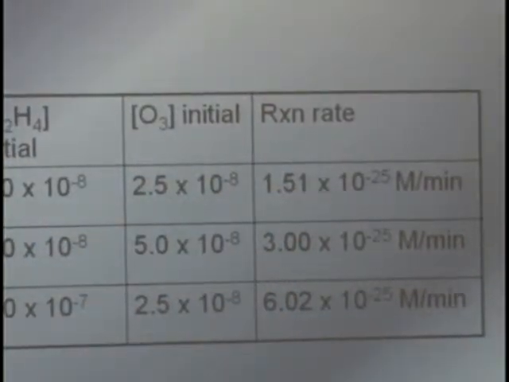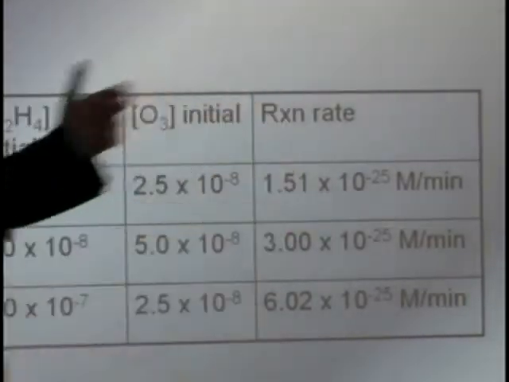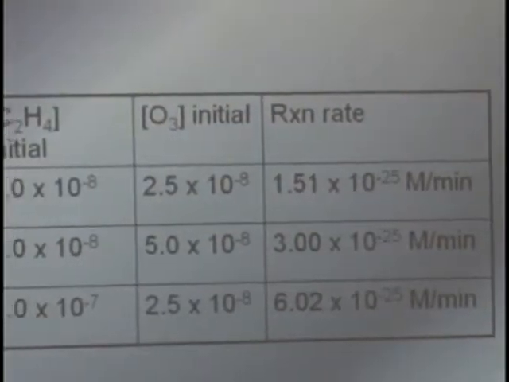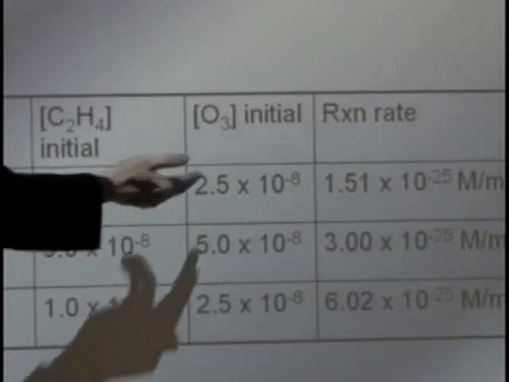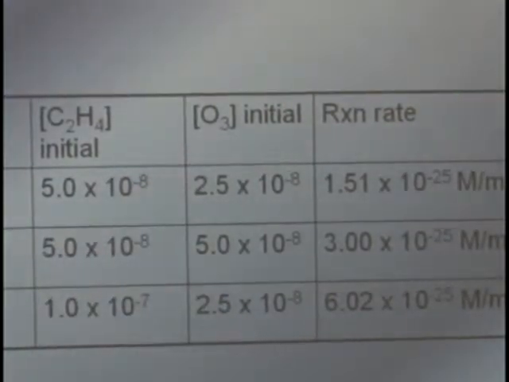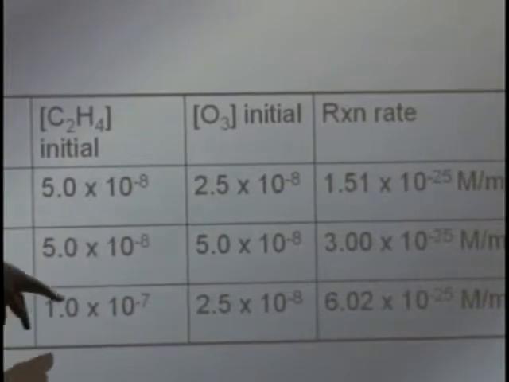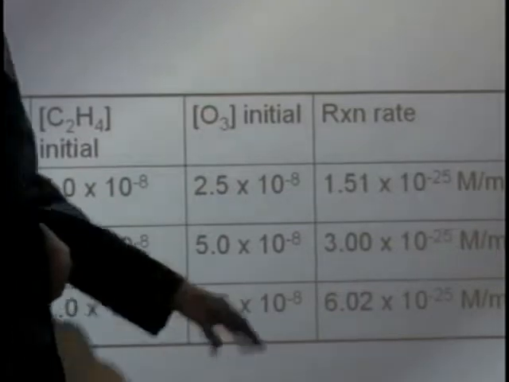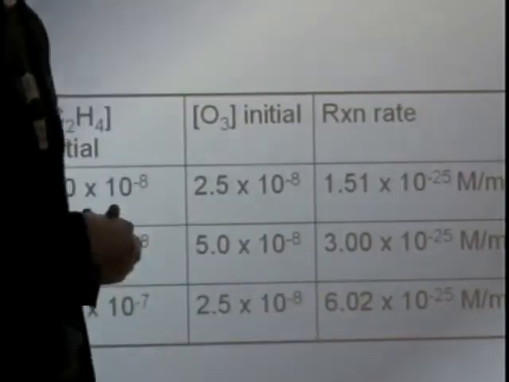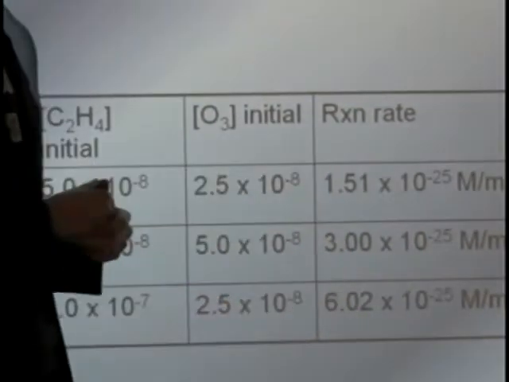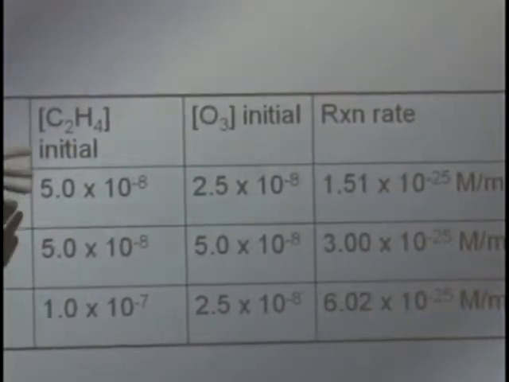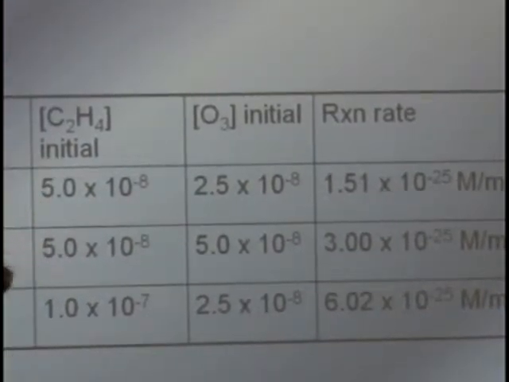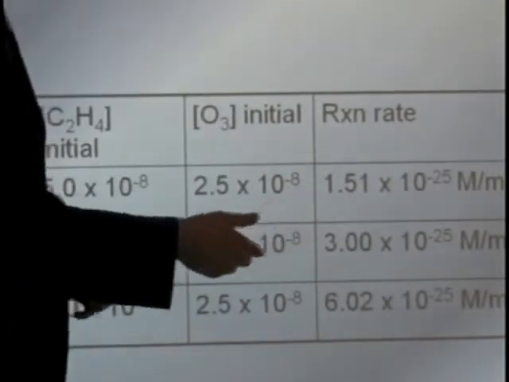It's kind of a direct relationship between the concentration of O3 and the rate of the reaction. Now let's look at 2 trials where the O3 stays the same. Trial 1 and trial 3, the O3 concentration stays the same. What happens to C2H4 in trials 1 and 3? You go from 5.0 times 10 to the 8th to 1.0 times 10 to the 7th. So this concentration doubles. Let's look at the rate. The rate goes from 1.51 to 6.02. That quadrupled the rate.